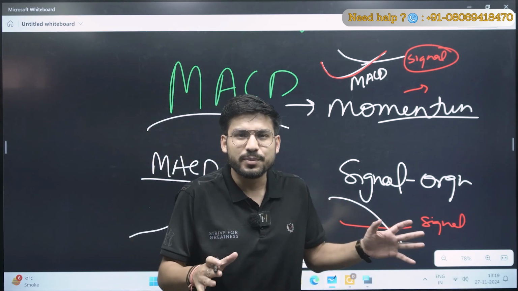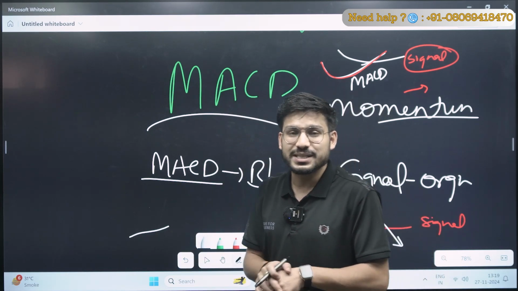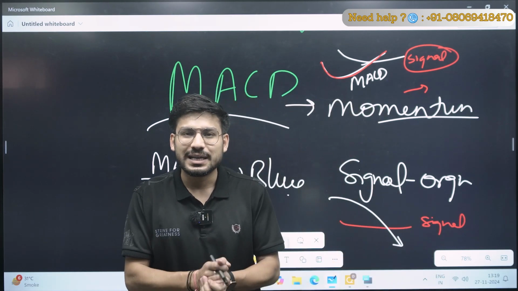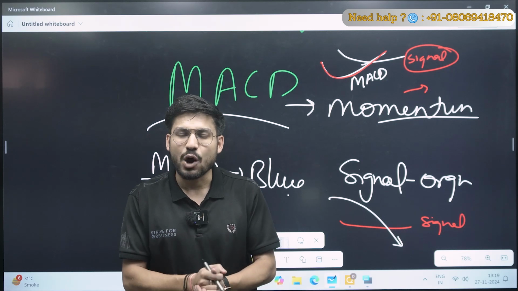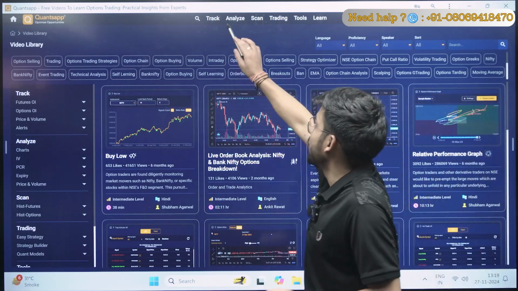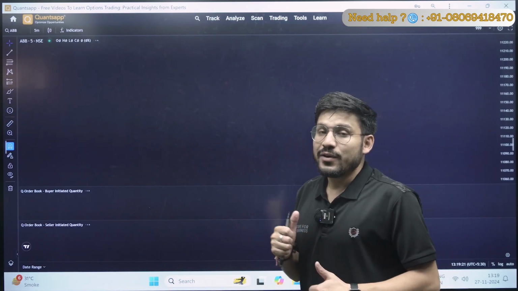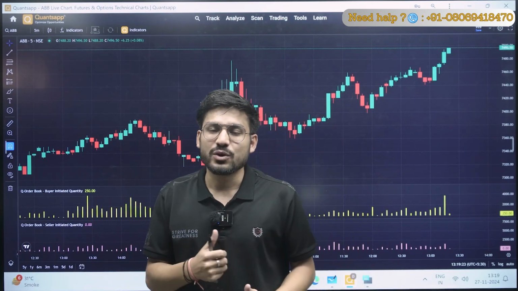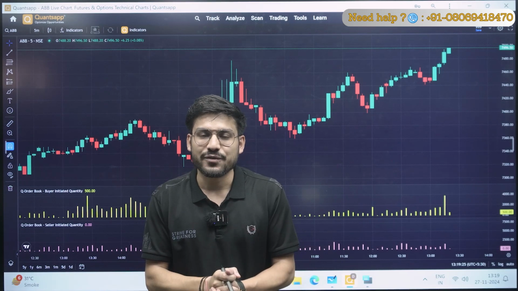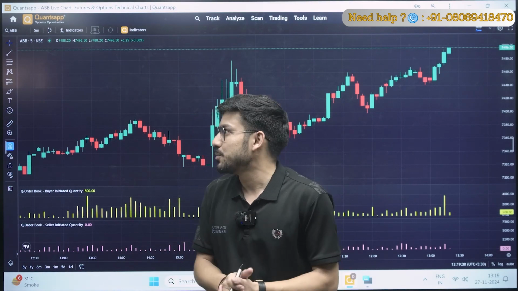This is just for the theory purpose, but we will be revealing a new strategy today with the help of MACD. For that, let's go directly to Quantsapp and see how we can use that strategy. In the Quantsapp application, you have to go to the analyze section and then to charts, trade and order. I'll be using this strategy in the bigger time frame, the daily time frame, when we will be trading for swing purpose.